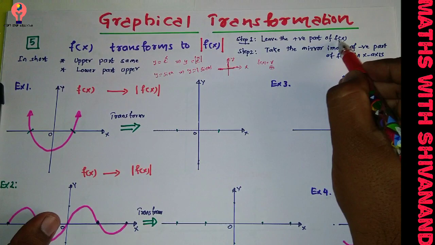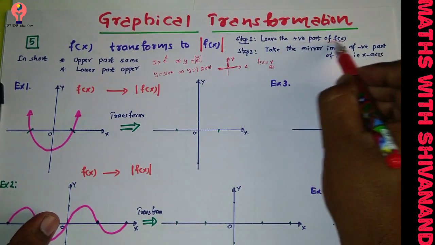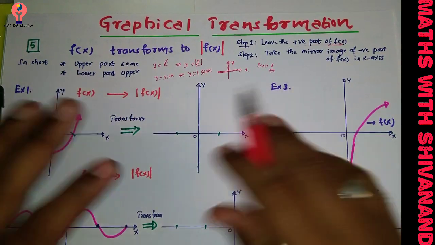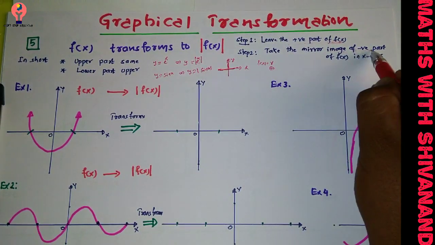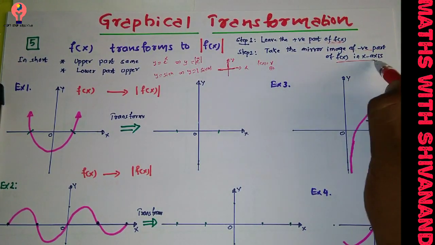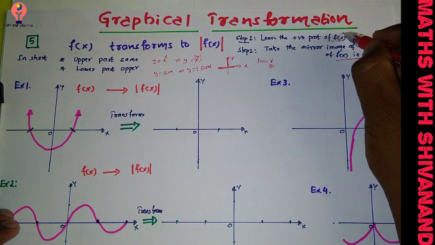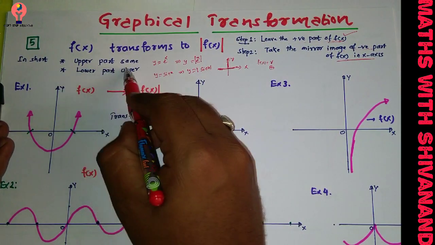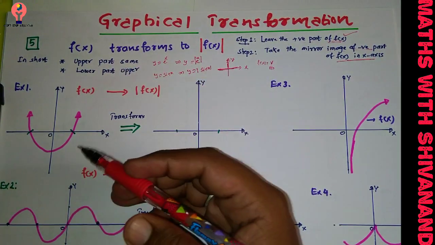Leave the positive part of f of x as it is. Whatever is there, the upper part of the graph, remains the same. Step number 2, take the mirror image of the negative part of f of x with respect to the x-axis. So you have two steps here. Step 1 is to leave the positive part of f of x as it is. In short, I will write here: the upper part of the graph remains the same, and the lower part has to be shifted over to the upper side with respect to the x-axis.